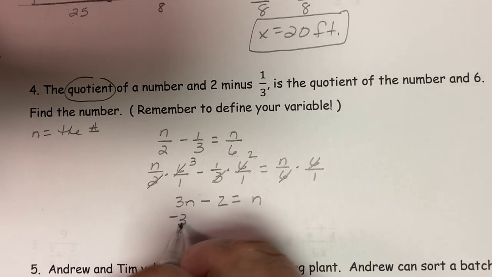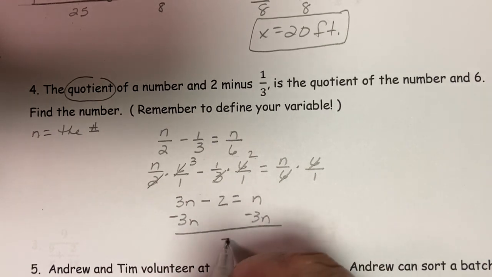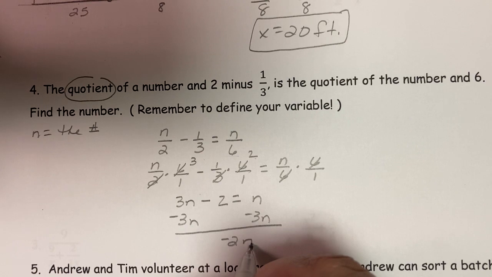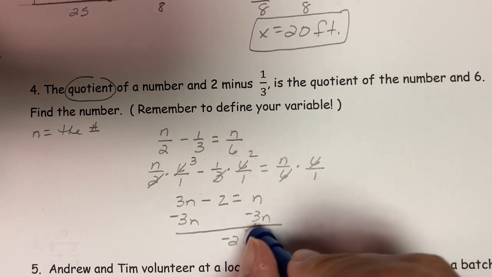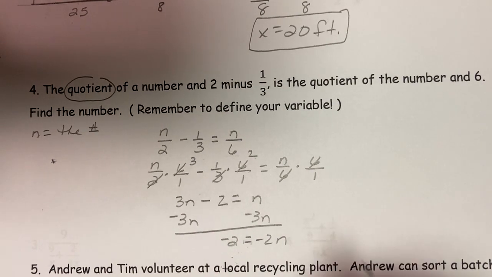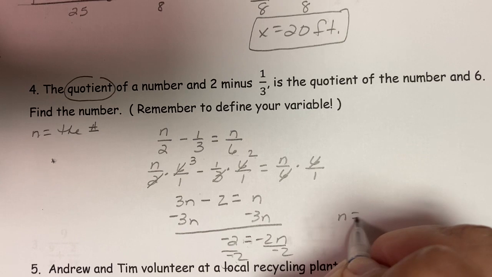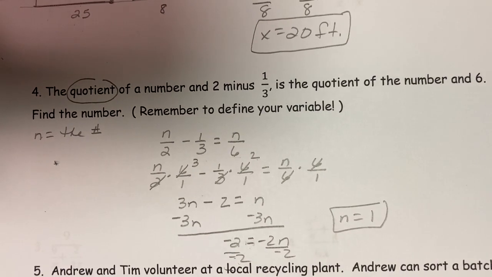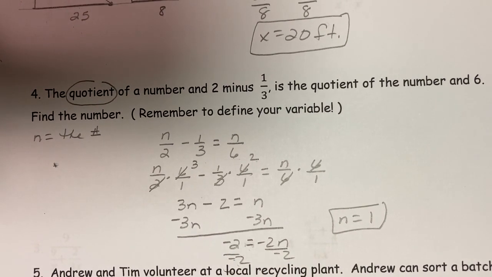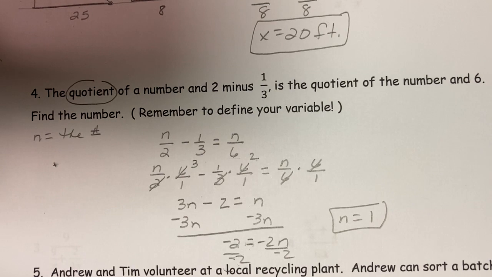So how about if we go ahead and subtract 3n from both sides? So that's going to give me -2, oops, not -2n, -2 is equal to -2n. Dividing both sides by -2, I'm getting n is equal to +1. So the number, there's really no way that we can label that, but the number that we're looking for is +1.